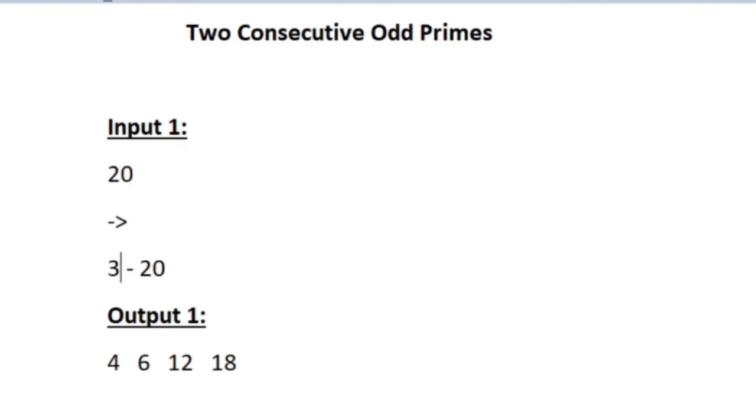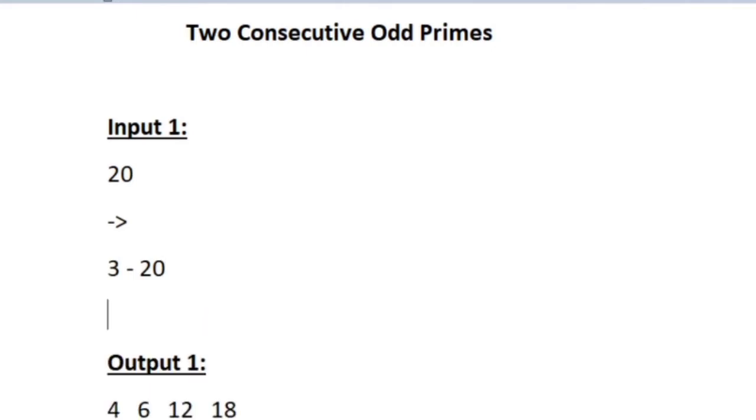So the condition to print that integer is the previous integer and the next integer must be odd and it must be prime numbers. And there will always be only one integer present between two consecutive odd prime numbers. So for the integers in the range 3 to 20, let us start checking whether we are able to print that integer or not.